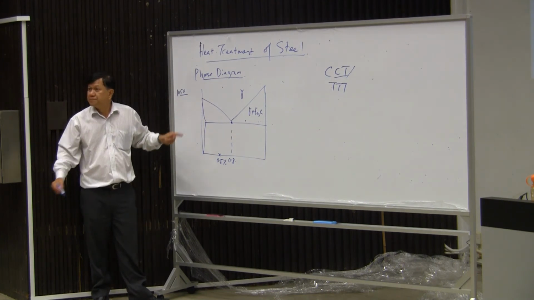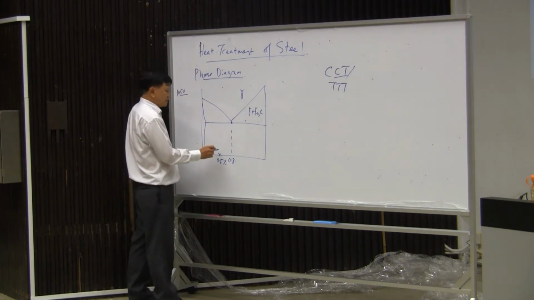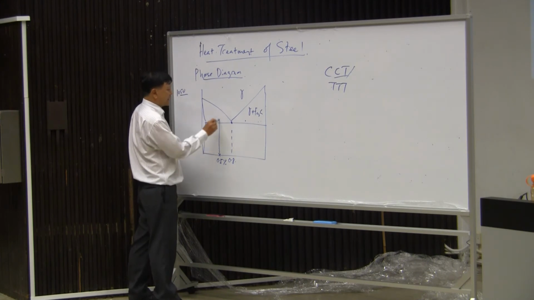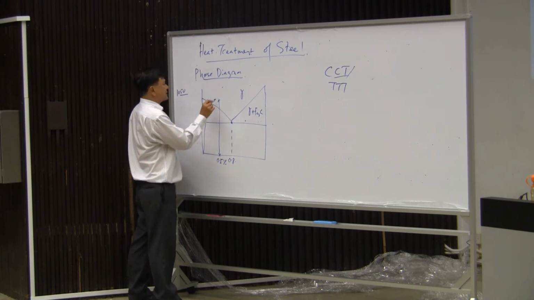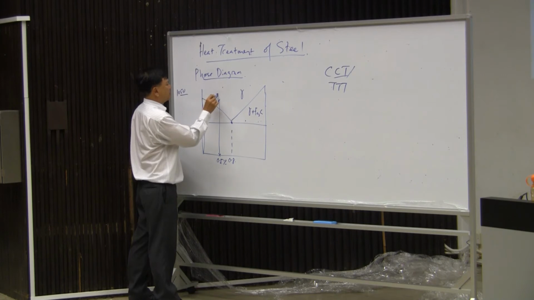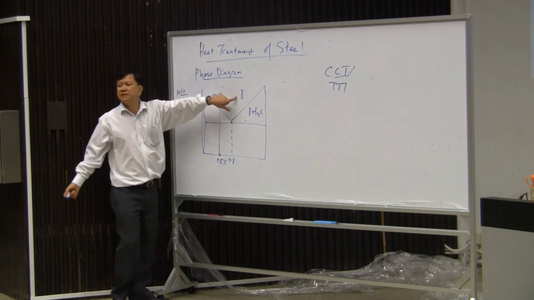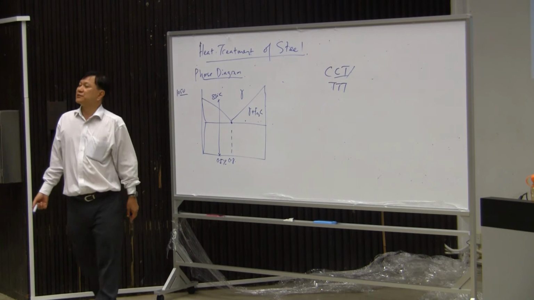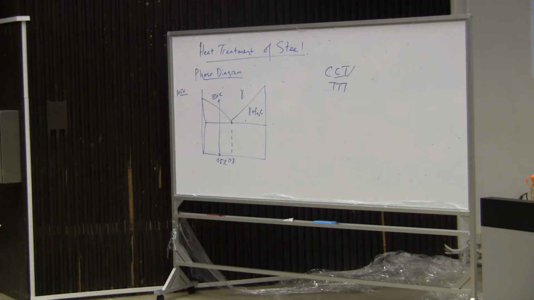Alright? Now, the first thing I need to do is heat it up until 830 degrees centigrade. I will be here, austenite. That is known as what? Austenitizing. Are you clear now? That is known as austenitizing.